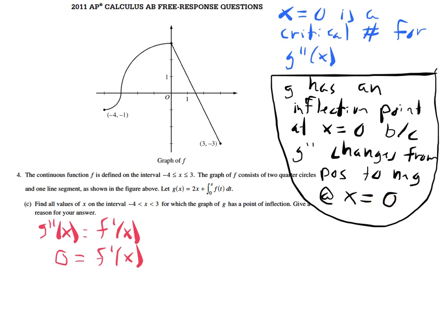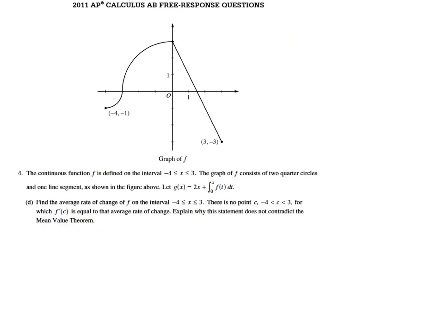One more, part D. Let's do it. Part D says find the average rate of change of f on the interval from -4 to 3. And then they say there is no point c on that open interval from -4 to 3 for which f prime of c is equal to that average rate of change. Explain why this statement does not contradict the mean value theorem. Let's deal with this two parts at a time. First, find the average rate of change, and then we'll do the whole c thing.